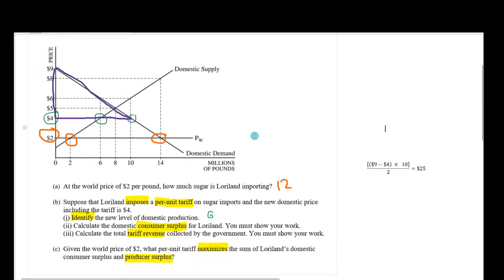The next one asks us to calculate the total tariff revenue collected by the government. Okay, again it says you must show your work, so we have to do another calculation here.